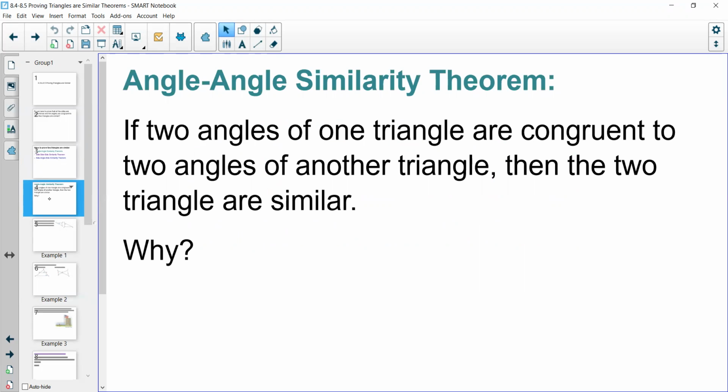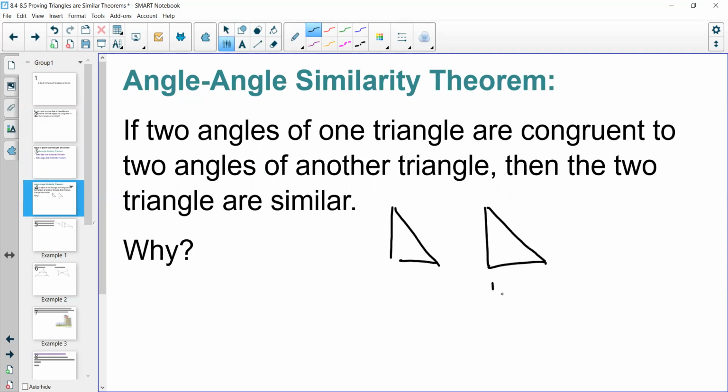If two angles of one triangle are congruent to two angles of another triangle, then the two triangles are similar. Now, why is this the case? I want you to think about this. Let's draw a picture. I have two triangles here, and I'm trying to decide if they're similar. If I know that these two angles are the same and these two angles are the same, guess what? Because I know that the sum of the interior angles adds to 180, these two have to be the same because there are only three angles. If two of them add up to the same thing, the third one does as well. So we know that that works.